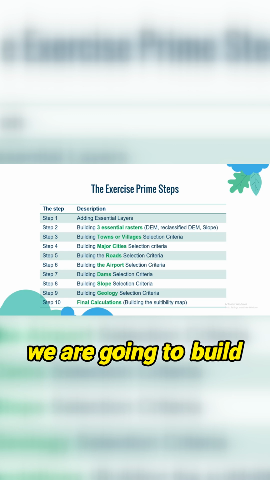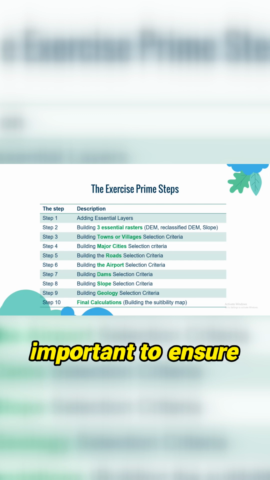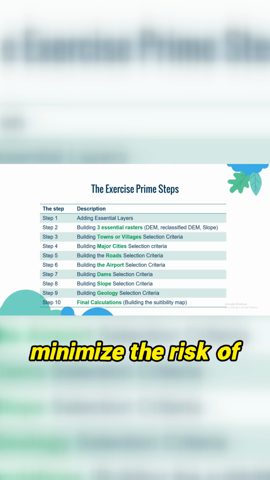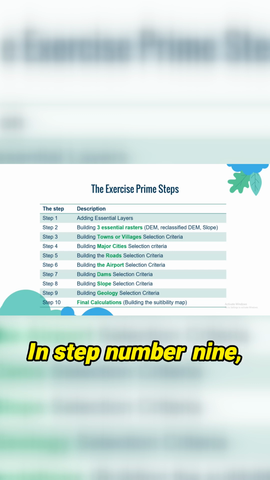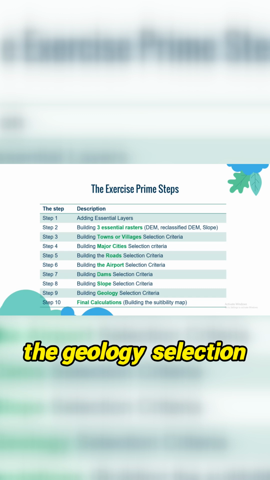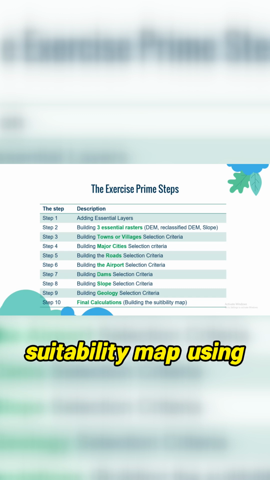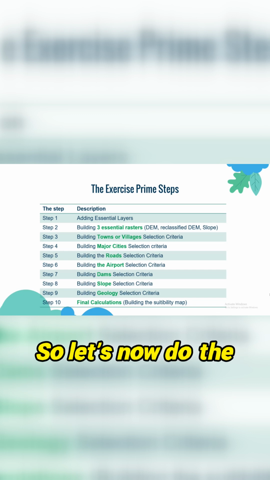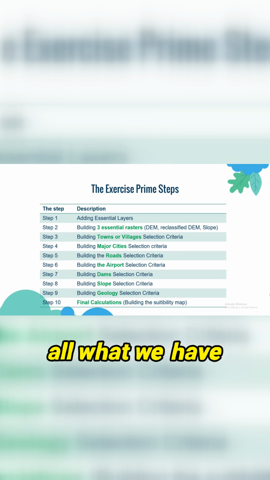In step number 8, we are going to build the slope selection criteria. This criteria is important to ensure stability and minimize the risk of landslide or erosion, and it is also important for runoff management. In step number 9, we are going to build the geology selection criteria, and finally, we are going to obtain our suitability map using the final calculations. So let's now do the interesting part in the ArcGIS software and apply all what we have learned.